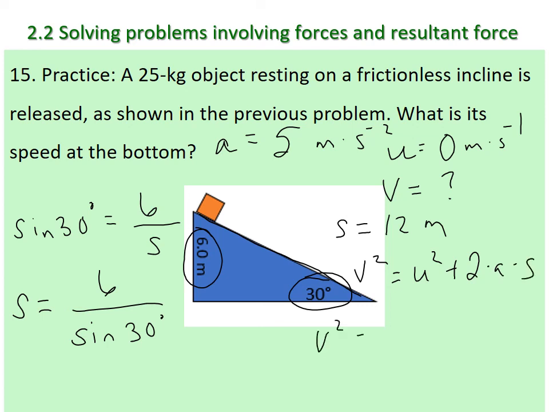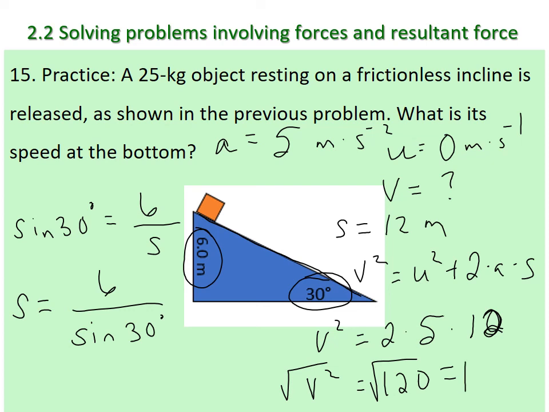V squared equals 2 times 5 times 12. 10 times 12 is 120. V squared equals 120. Take the square root on both sides, or raise to the 1/2 power, same thing. 120 raised to the 0.5 power is around 11 meters per second.